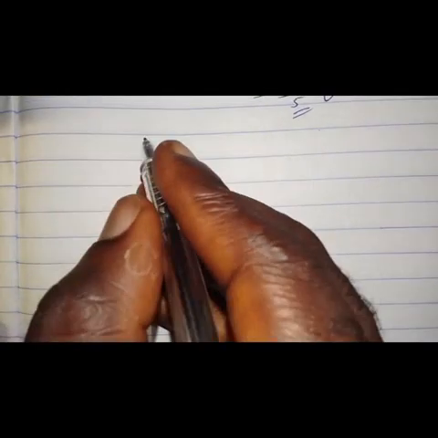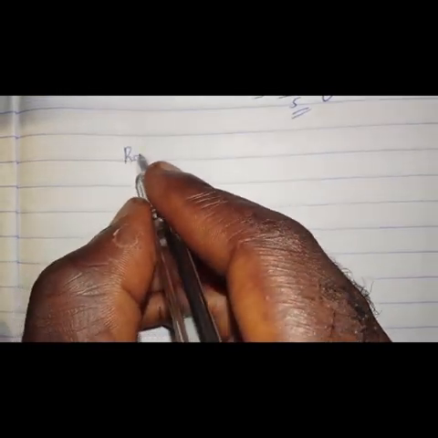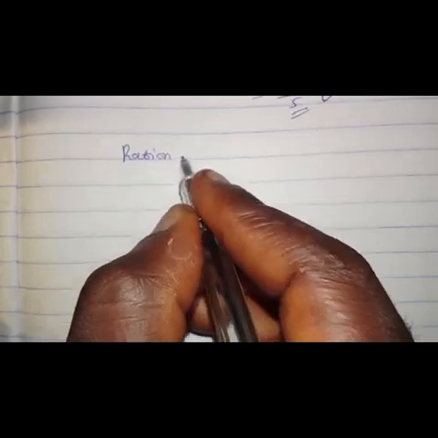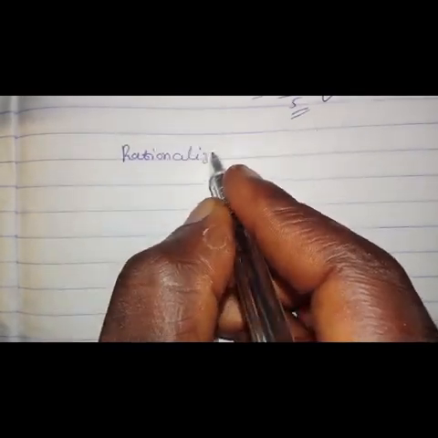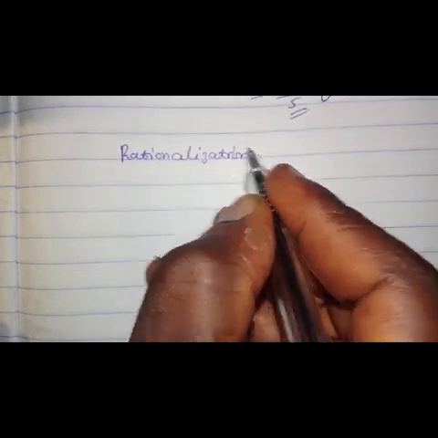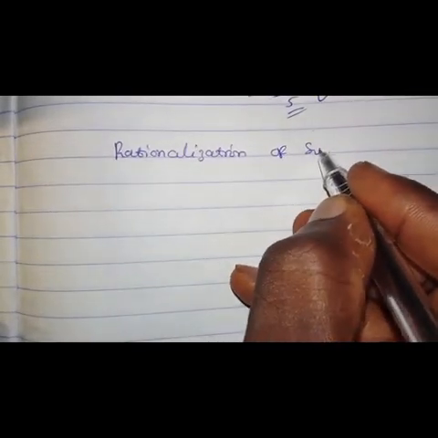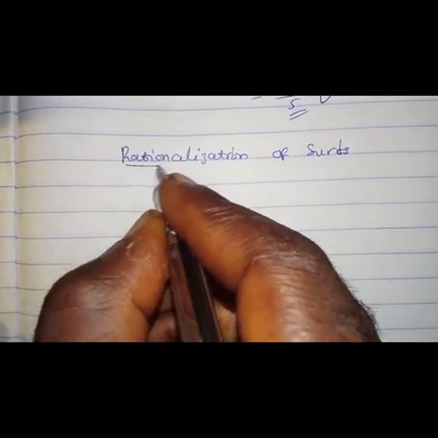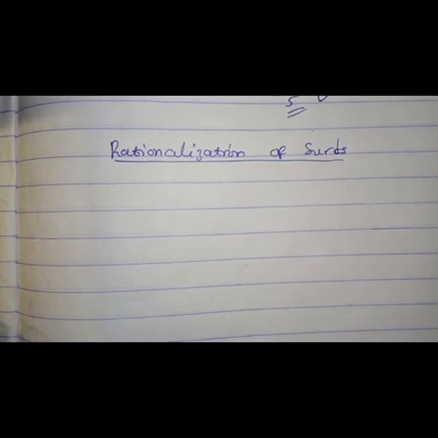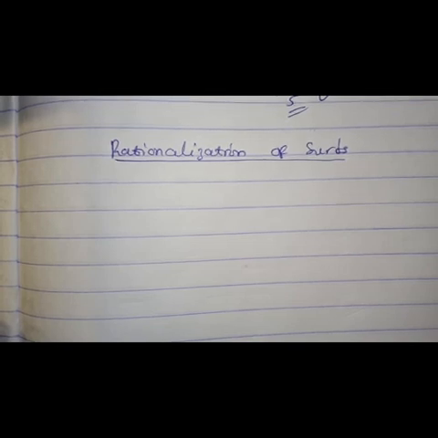Then let's now look at rationalization of surds. When we talk of rationalization of surds, we are simply concerned with the process of removing irrational numbers from the denominator. Removing irrational numbers from the denominator.